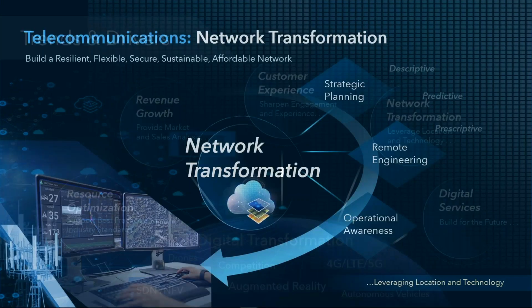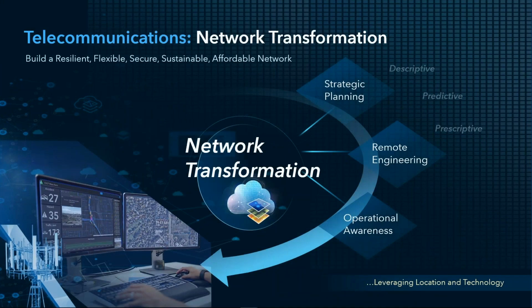So what is network transformation then? And what are the steps involved in executing it? There's three basic steps that we look at when we talk about network transformation. The first is the strategic planning. Plan out the network, that makes sense. The next thing, design the network and build it. And then the last part, which sometimes gets shortchanged, is the operational awareness to track where you built it.